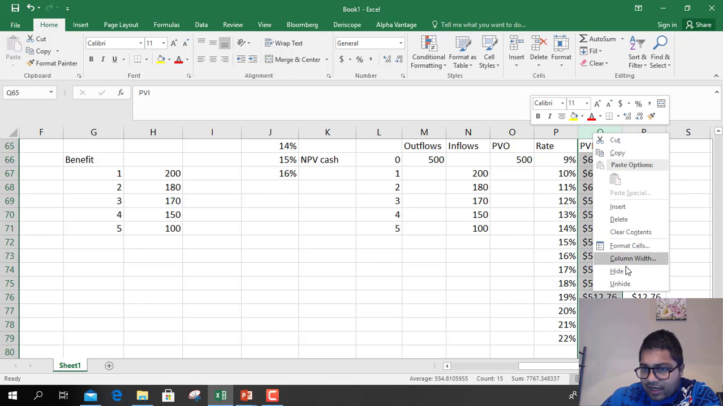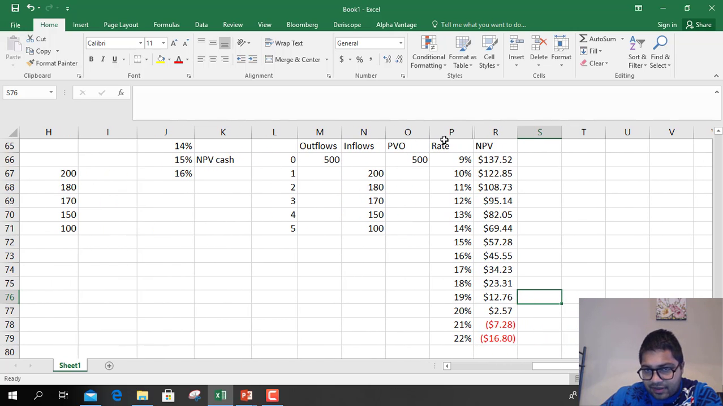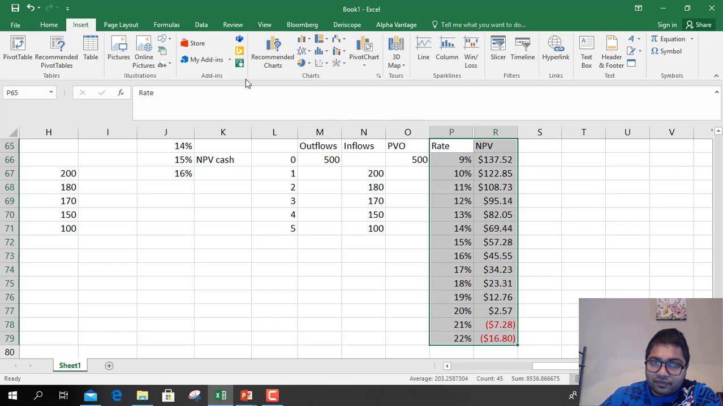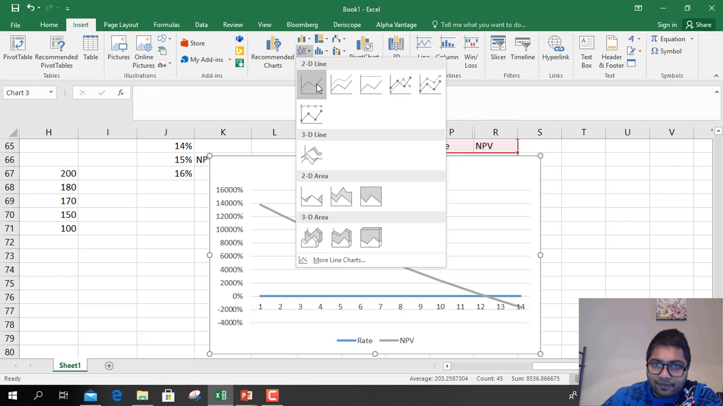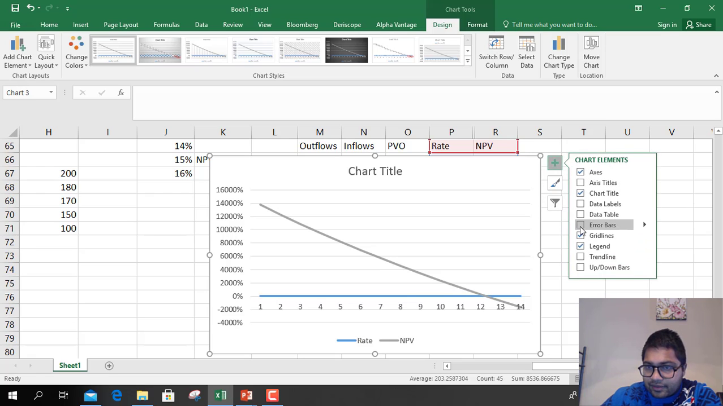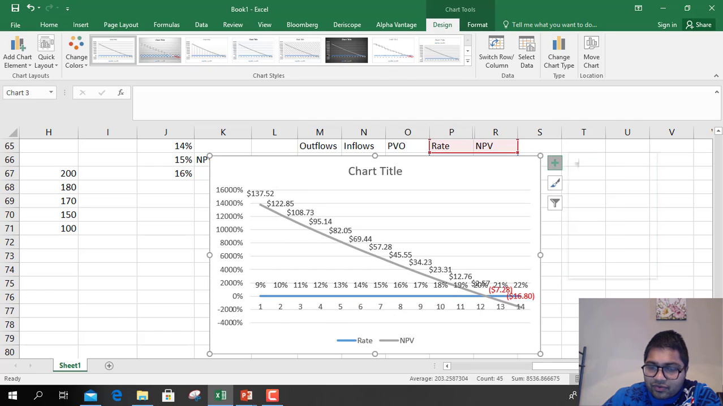Now if you chart it, I'm hiding this so that I can chart. For charting, you always need two columns, rates and NPVs. Select these, go to insert, go to a line chart, we need a line chart. Okay, do this. I'll put the labels on. So we need data labels so that it's understandable, and axis titles, we don't need axis titles, we know what they are.